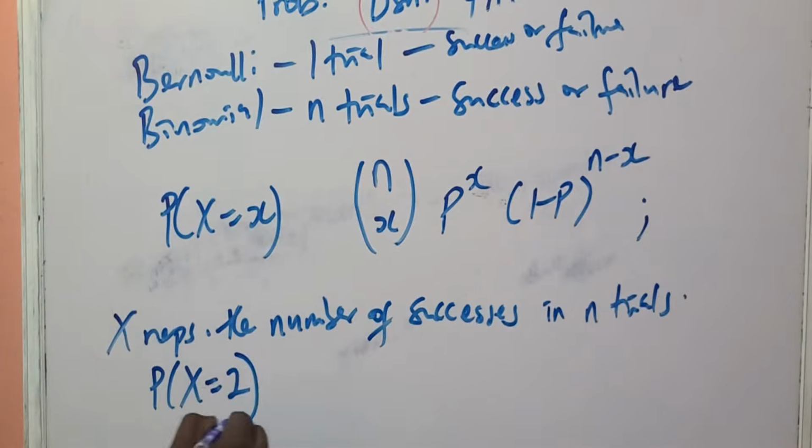Now you will see where we're going to be applying this. Let's say the question said, find the probability of getting a head 2 times. That means the number of successes we are saying is 2. This is the probability you'll be looking for.